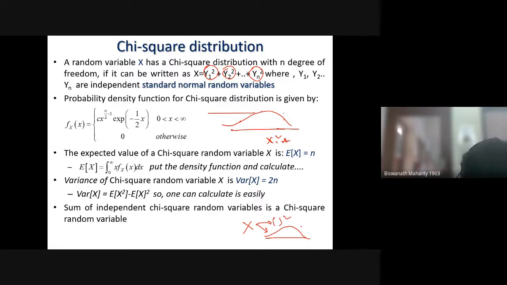I'm telling once again, it will become a chi-square distribution. It is known as a chi-square random variable. You are making a square term, the square of the values. So basically, what is chi-square? Chi-square is the square of normal random variables, and their sum. So basically, the sum of normal squares is called chi-square.